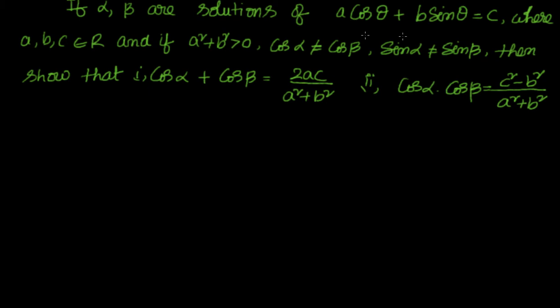Let me first convert this whole equation into the form of a cos square theta plus b cos theta plus c. Then I can say cos alpha, cos beta are solutions of that. Then we can apply quadratic equations: sum of the roots equal to minus b by a, product of the roots equal to c by a, which should give us the required solution. So let's go ahead.